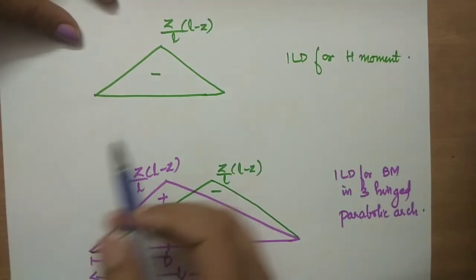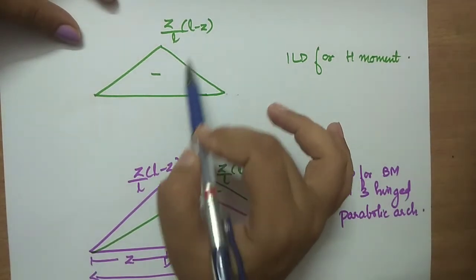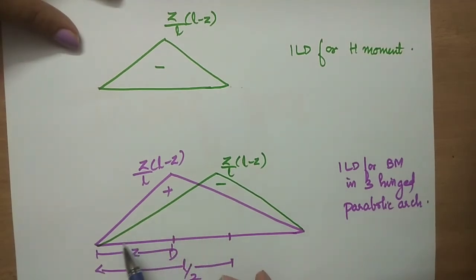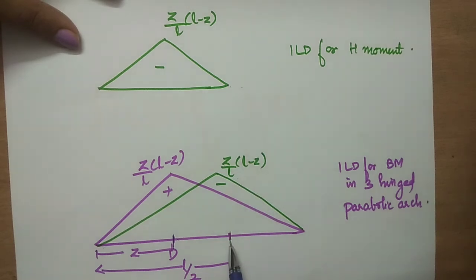So the influence line diagram for H moment becomes 0 at the two extreme ends and Z by L into L minus Z at the center. Now we have to superimpose the ILD for beam moment and H moment. So this is the ILD for beam moment. It is Z by L into L minus Z at Z distance from the left end, and this green colour one is the ILD for H moment, which is Z by L into L minus Z at L by 2 distance from the left end. This is plus and this is minus. This is the ILD for bending moment in a three-hinged parabolic arch.